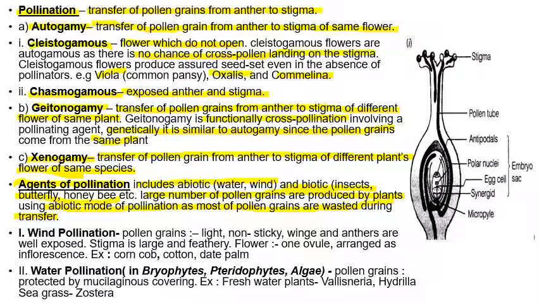For example, in wind pollination, wind helps the pollen reach the stigma. So the pollen must be light, non-sticky, and winged, and the anthers should be well exposed, so the wind can take the pollen and it can easily land on the stigma. The stigma may also be large and feathery to receive the pollen.